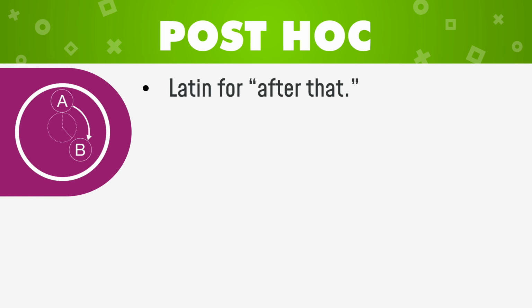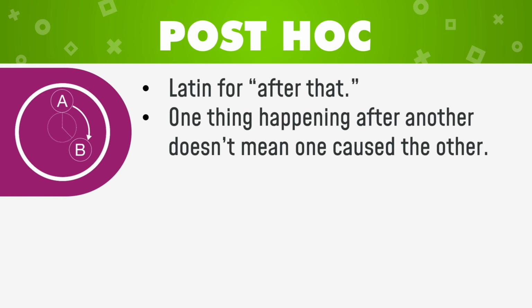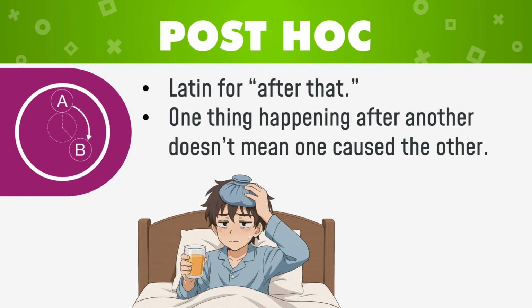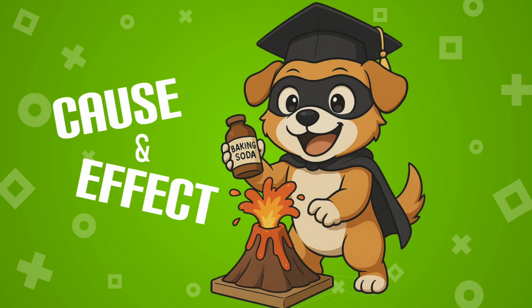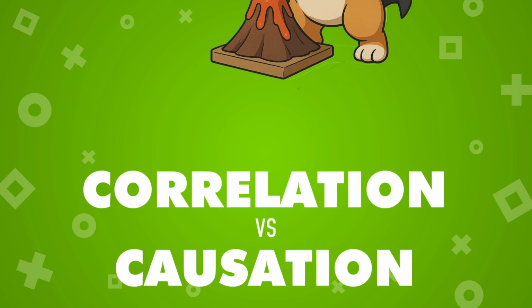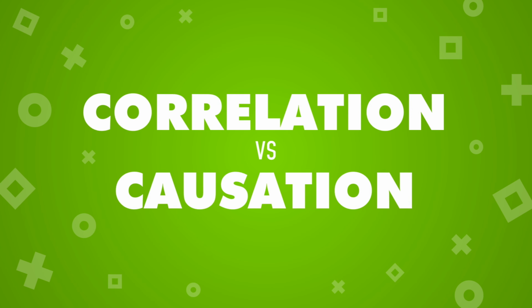Post hoc. This is Latin for after that. This is claiming that because one event followed another, it was also caused by it. Orange juice cures the flu. When I got sick, I drank some, and the flu was gone within 3 days. Post hoc is all about mixing up cause and effect, which brings us to an important concept in logic, the difference between correlation and causation.